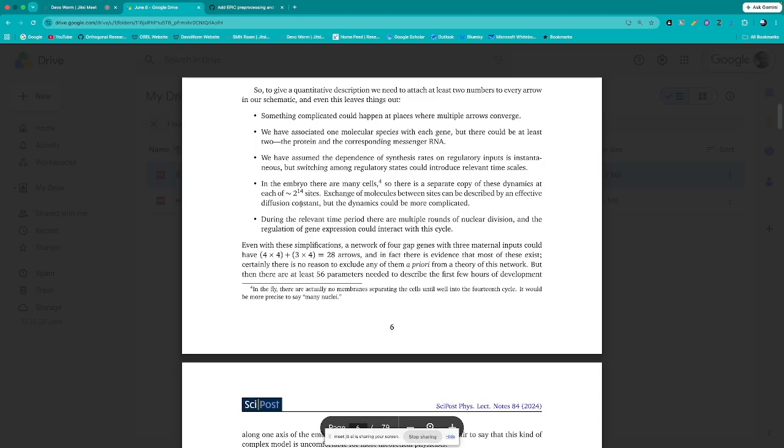In the embryo, there are many cells, so there's a separate copy of these dynamics at each of the 2 to the 14 sites. So again, every cell technically has its own dynamics, although each cell usually works in a similar range of dynamics. At any one time, you can have very many different things going on. So we know that, for example, in a lot of experimental settings, sometimes people will fix the sample so that the cell division process is synchronized.